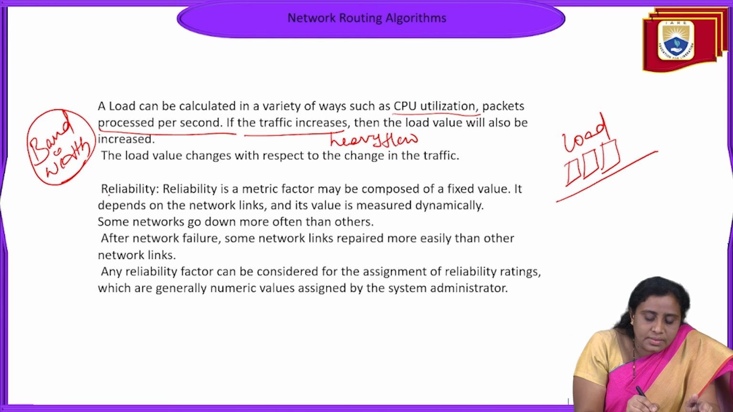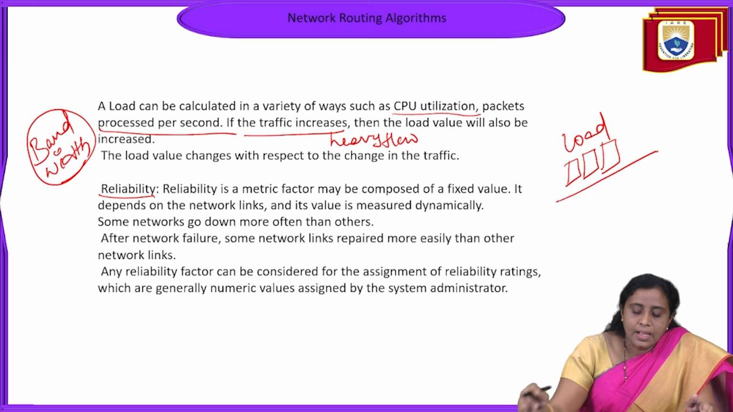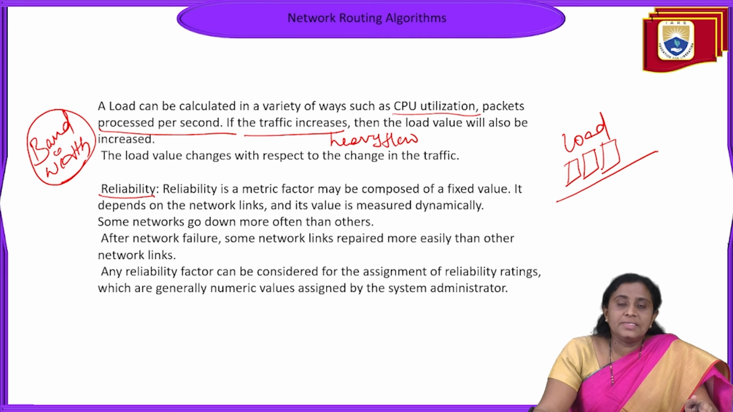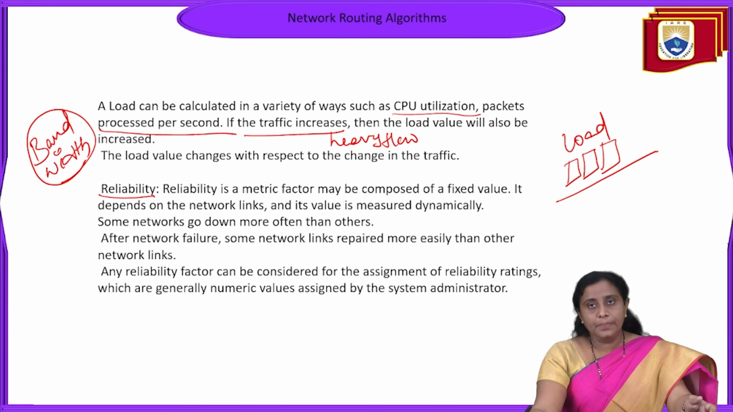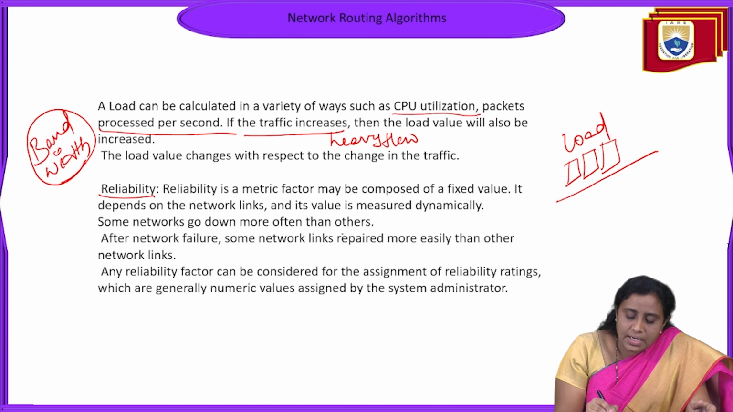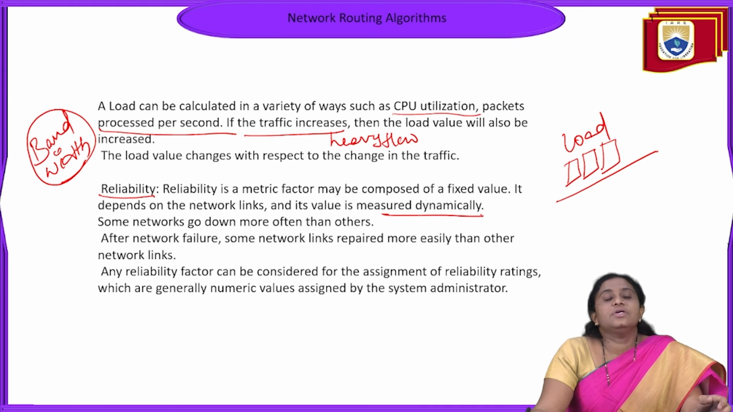So coming to the second one, the reliability. Reliability is one of the major metrics or factors and may be composed of a fixed value. That means it depends on the network links and its value is measured dynamically. Some networks may go down more than other networks. It may be linked before the data packets are able to be transmitted, or it may go down when it reaches the destination from one layer to another layer.